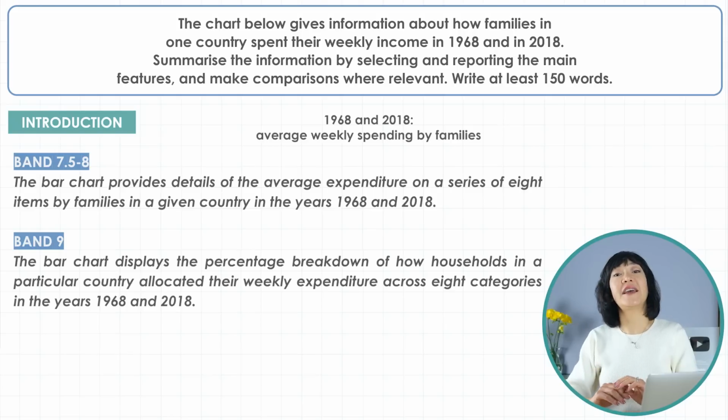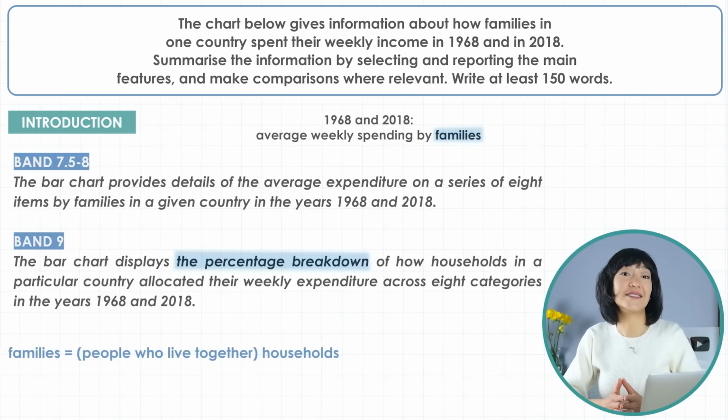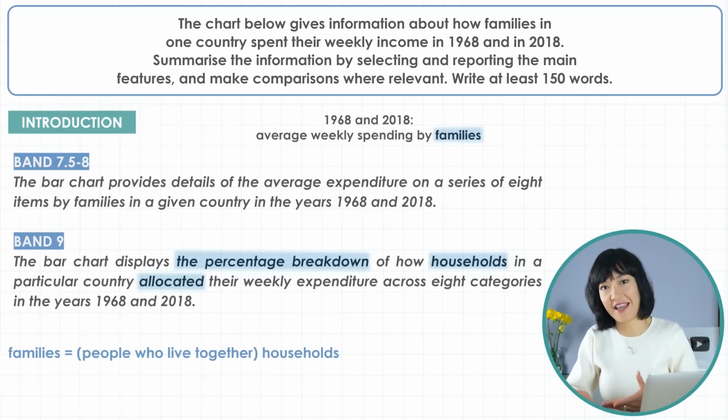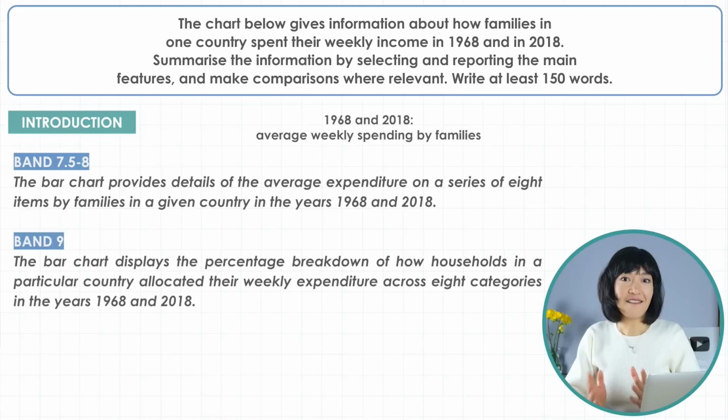So when we have shares of 100%, like in our case, their income is 100%, or if you have one of those round pie charts with percentages, you can say the percentage breakdown. Families in this case are households or people who live together, and they allocate their expenditure across categories, or they spend money on 8 categories of items. There are a couple of other phrases that you may like, so let me show you another introduction.